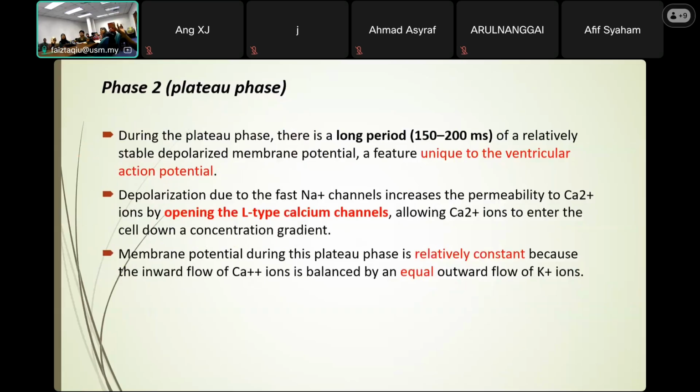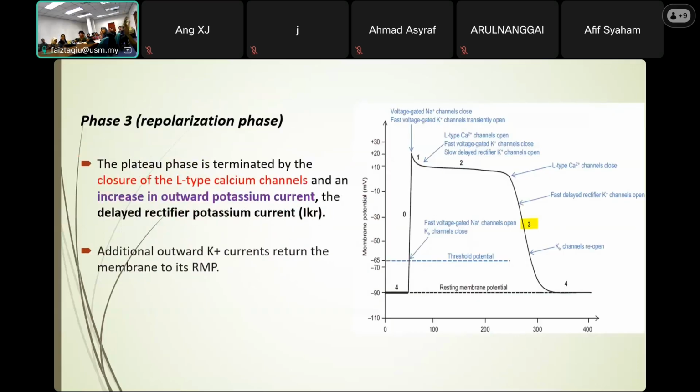Now, to sort of equal this, calcium is coming in, or there's a calcium influx, but there's an almost equivalent outward flow or efflux of potassium ions. Hence, we get that plateau phase, right? So for phase 2, plateau phase, sodium channels close, L-type calcium channels open. There's a calcium influx, or coming in of calcium ions, which is almost equivocally opposed by potassium efflux.